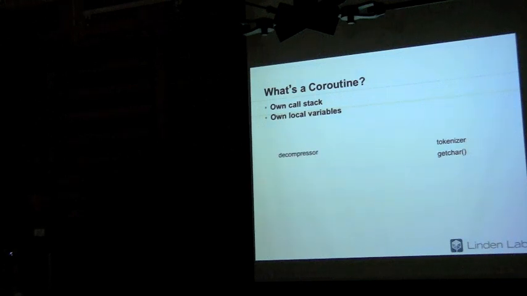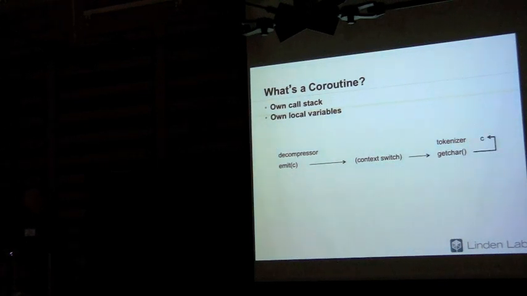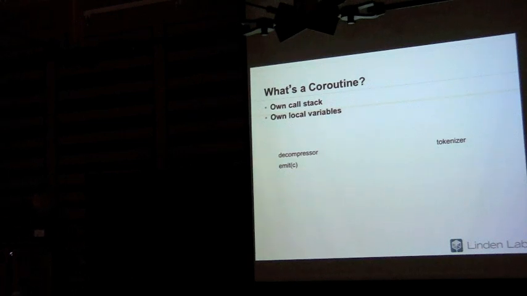Decompressor is doing its thing. Presently, it calls emit, which performs a context switch to the waiting getCare. getCare returns the character to the tokenizer, which returns from getCare and does its own processing. After a while, it calls getCare again, which context switches back to the decompressor. The decompressor wakes up in the emit call, returns from the emit call, and continues processing.